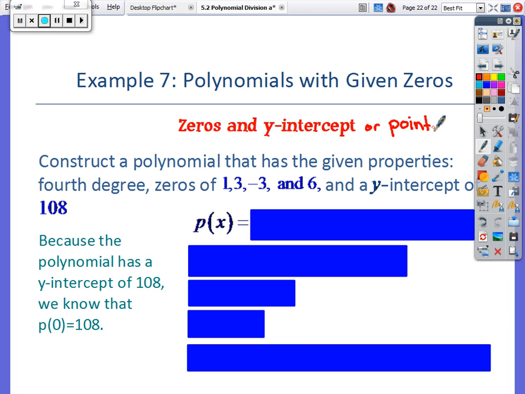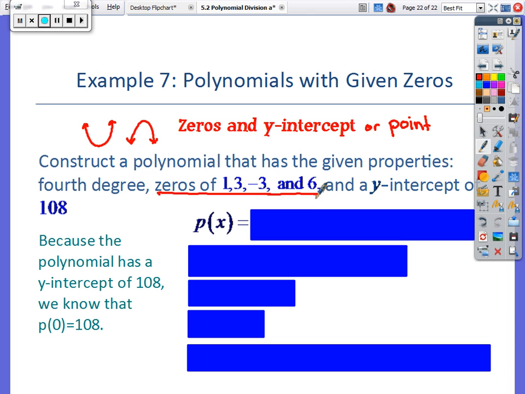Okay, construct a polynomial that has the given properties, fourth degree. Okay, that means it's a parabola, right? Fourth degree looks like this or this, depending on its end behavior. But we do know its zeros. They're right here, and 6. So we know those 4 things. And the y-intercept is 108.